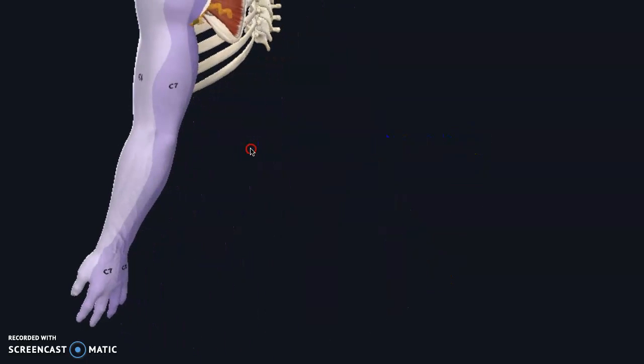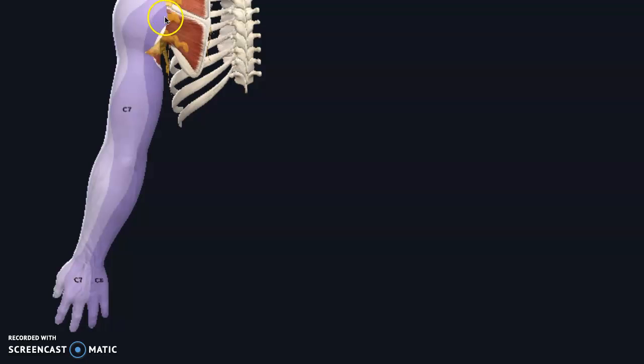And then C8 is right over in this area, kind of like the backside of the armpit. Comes down the underneath side of the bicep and tricep area, and then it does your last two fingers.